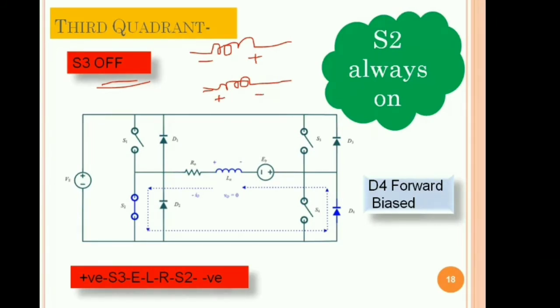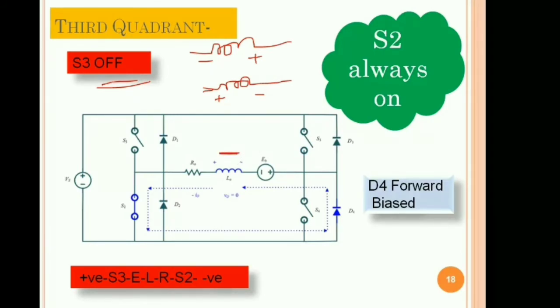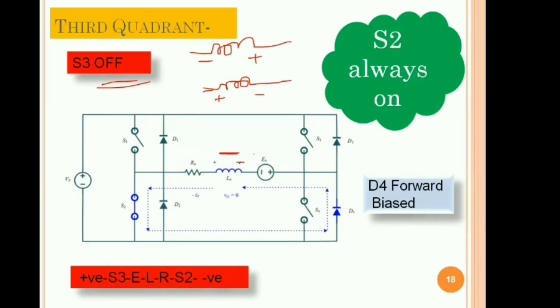Like this we can remember. Inductor polarity is reversed. That change in inductor polarity will forward bias D4. See here we have the minus. This minus is connected to the cathode of D4. Since this inductor is charged in such a way that its voltage exceeds the back EMF, this minus is connected to D4. So D4 is forward biased.